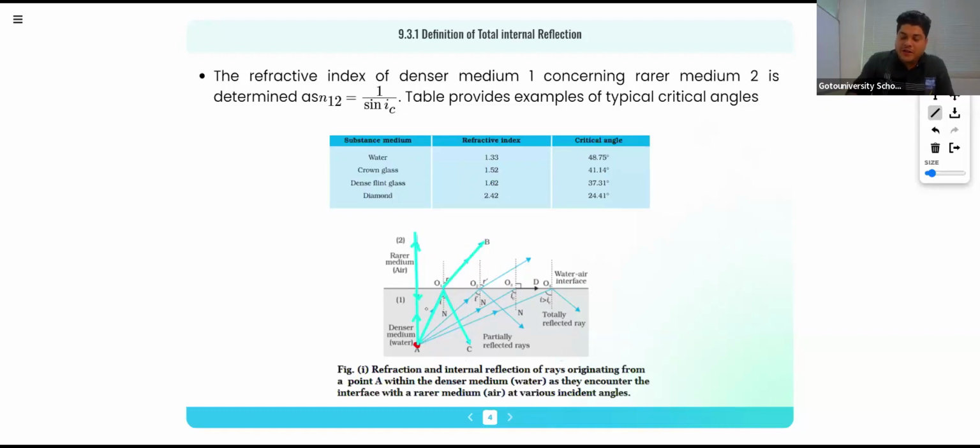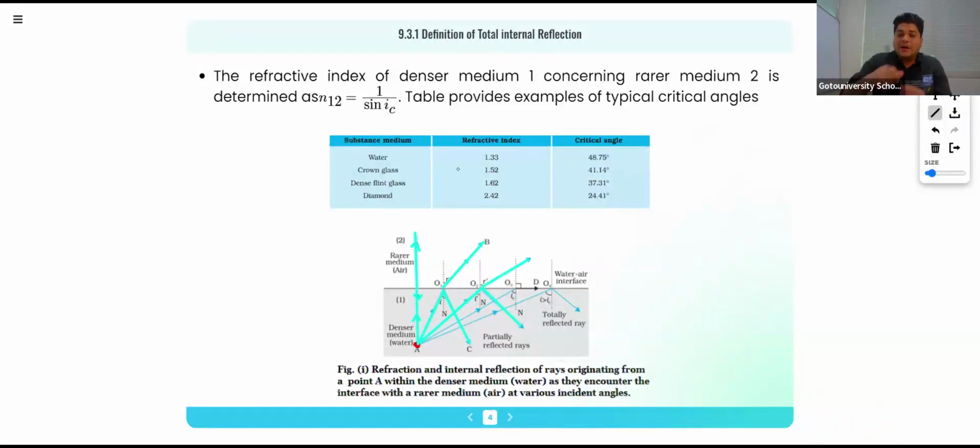Again, if I increase the angle, what will happen? This will strike here. As the angle of incidence is big, the angle of refraction will be big, and as it is moving from denser to rarer, we will use the concept of DRA. That means from the denser medium it will move away.